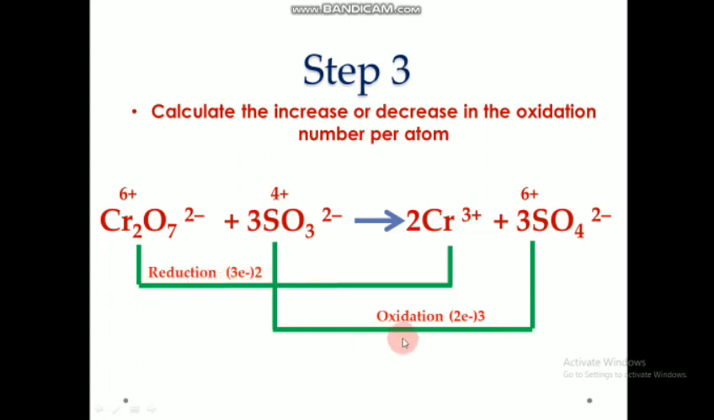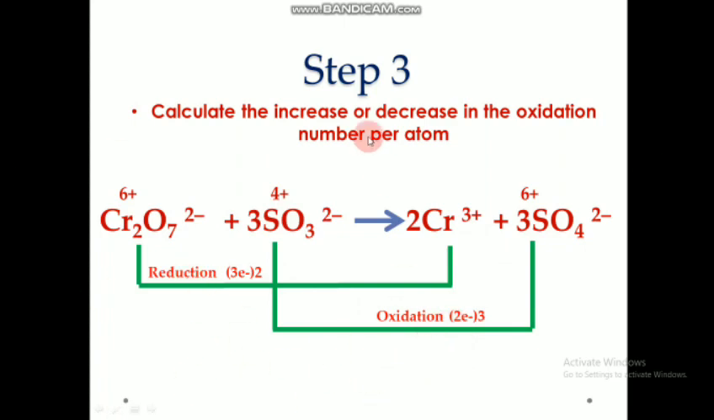To balance that, we gave 3 atoms of sulfur on both the sides. So 1 atom of sulfur gave 2 electrons. So 3 atoms of sulfur gave 6 electrons. So 6 and 6, reduction and oxidation is balanced here.